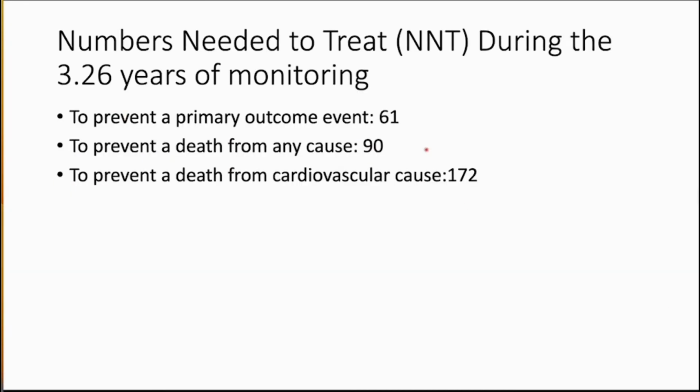Okay, and just to sort of wrap up this clinical part of the trial, the number of people needed to treat during the years of the study to prevent a primary outcome were 61, to prevent death from any cause 90, and to prevent death specifically from cardiovascular disease 172. And I should say, by the way, that the 3.26 years of monitoring was because the two groups began to diverge after a few years, and the Data Monitoring and Safety Board looked at the data and said, well, clearly there's an advantage to being in the intensive arm of the trial versus the standard arm.